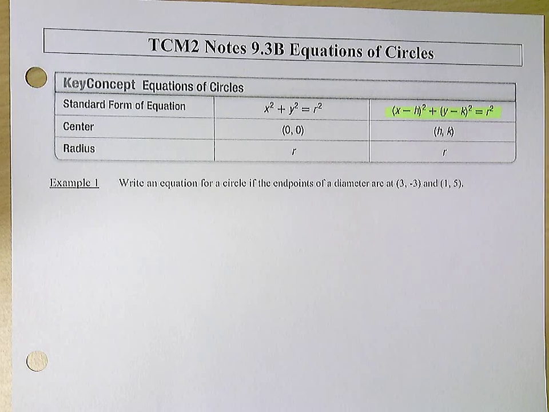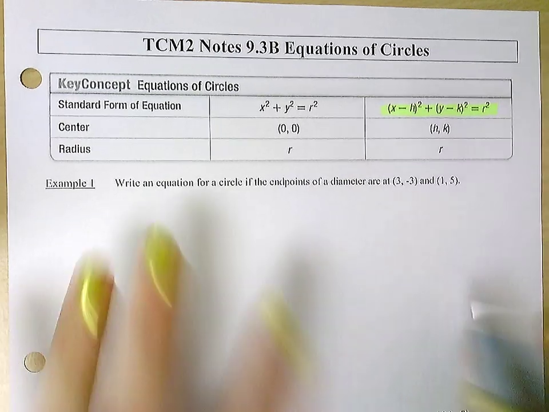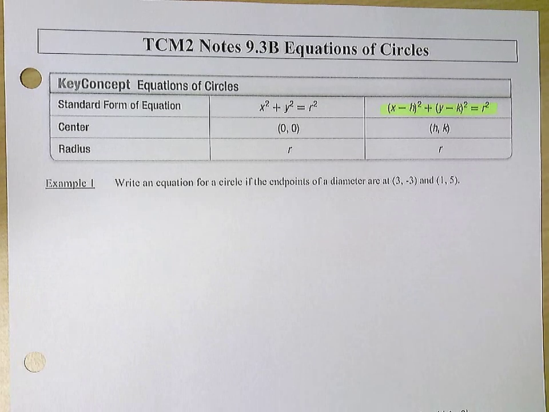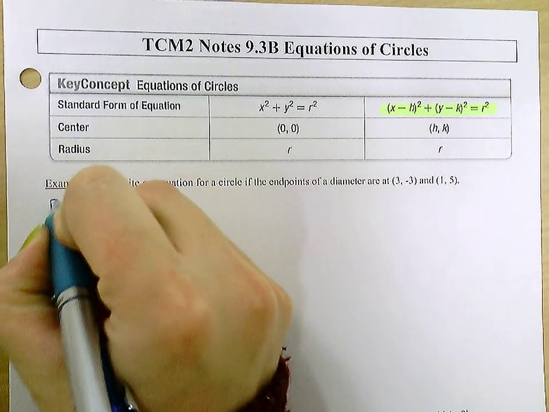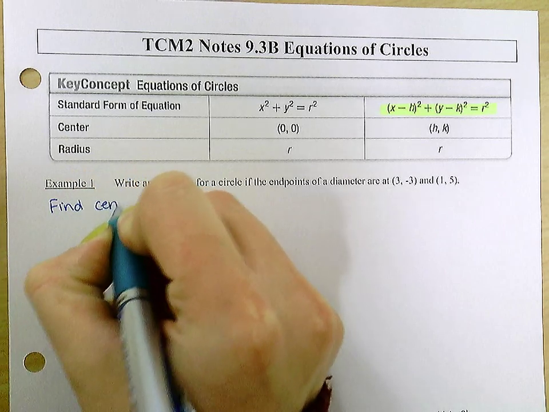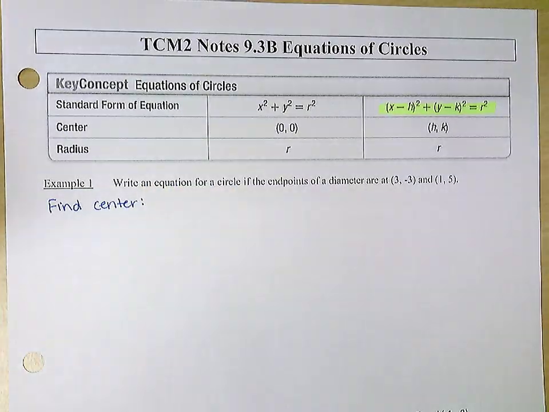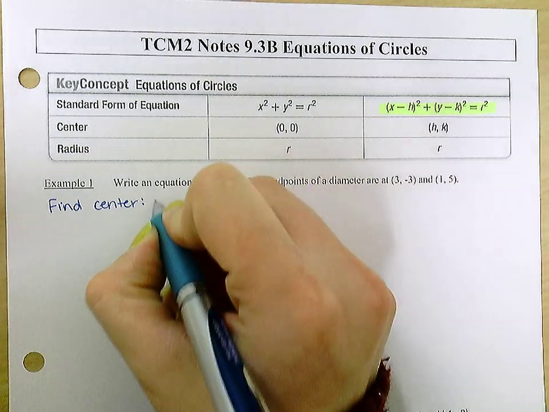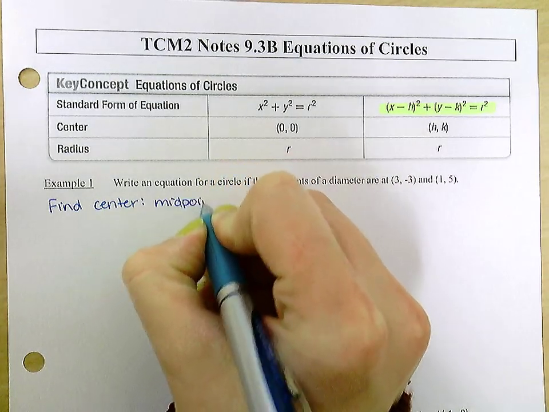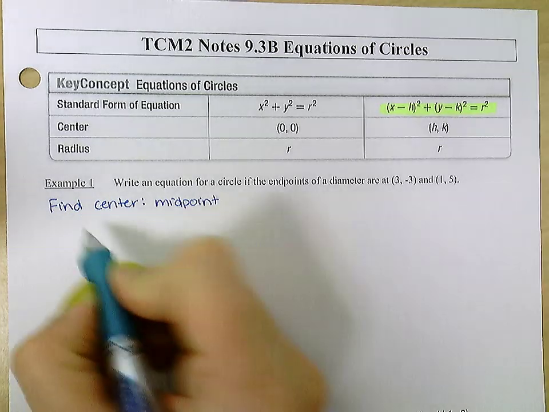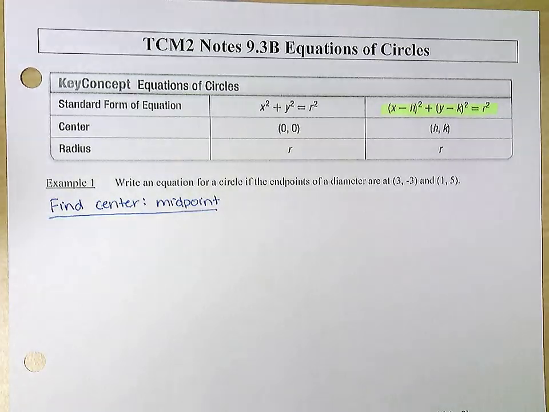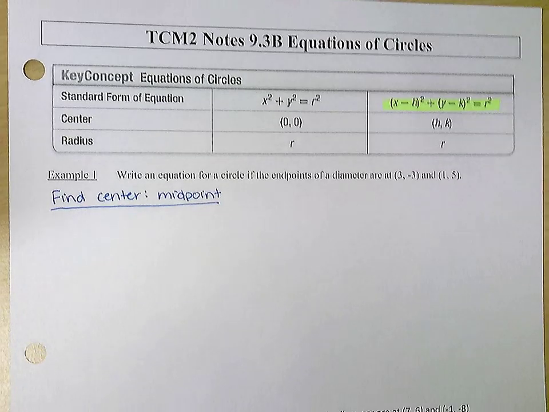So that means you need to find the radius and you need to find the center point. In number 1, we want to write an equation for a circle if the endpoints of a diameter are at (3, -3) and (1, 5). First thing I want to do is find the center. To do that, you need to find the midpoint of those 2 coordinates.